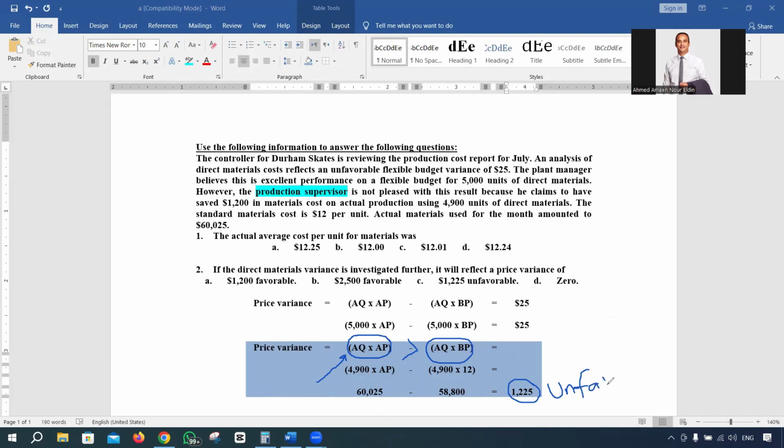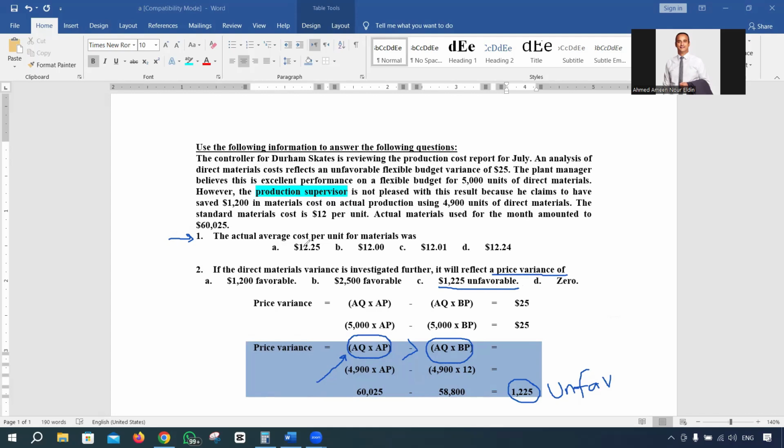Now we can answer one of the questions above: if direct material variance is investigated further, which means that we look in depth at the direct material variance, it will reflect the price variance of 1,225 unfavorable. So the answer is C. But we didn't solve question 1, which is much easier.